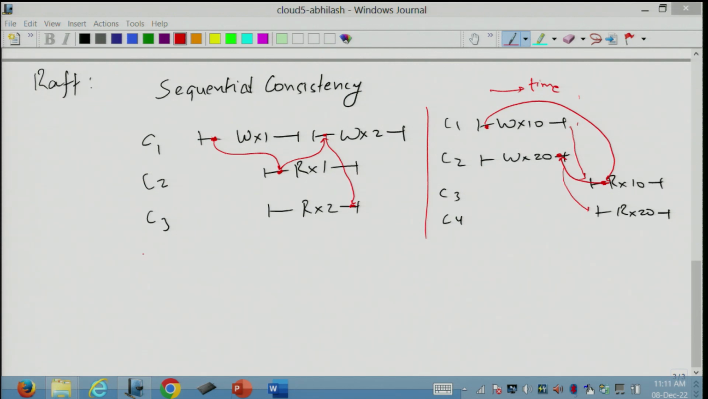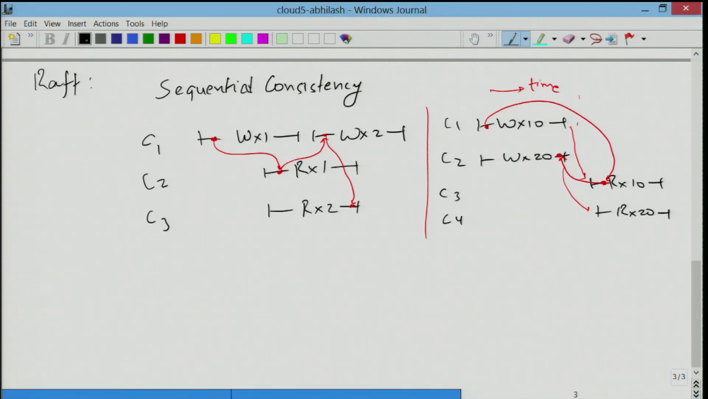So just to practice this a little bit more, we can look at another history. WX1, WX2, RX2, and then RX1. So is this allowed? This is not an allowed outcome, right? We cannot arrange them in any linear order to get this execution history.